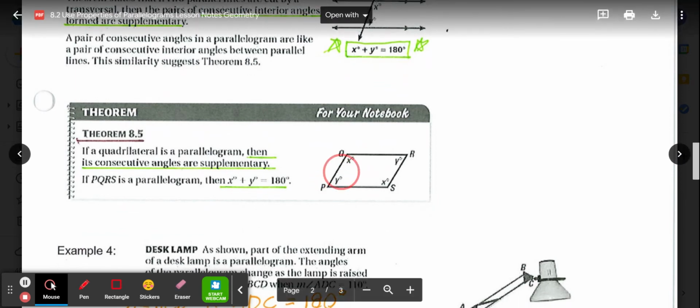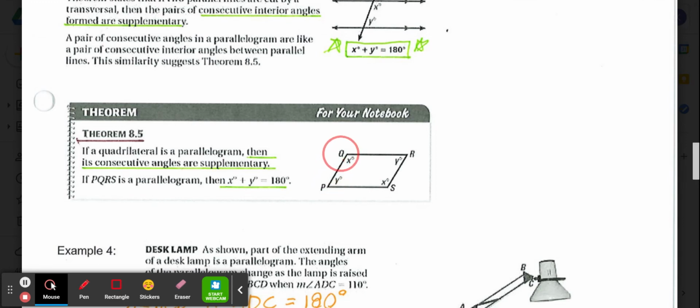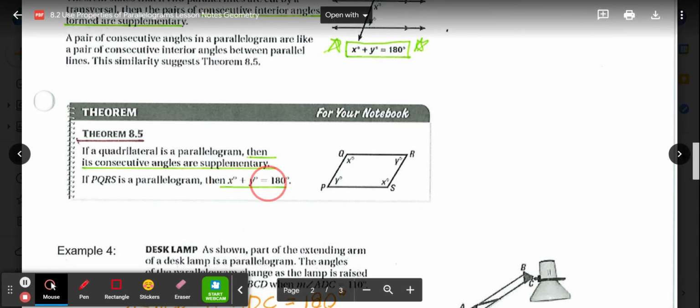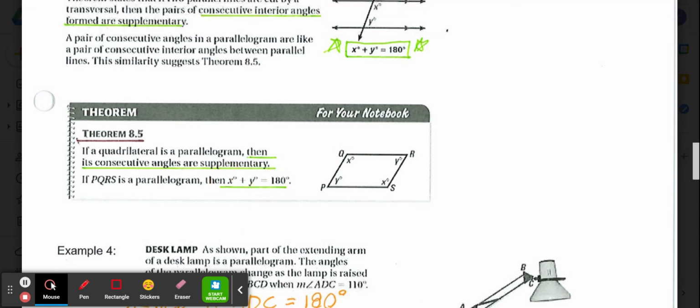So angle X and Y here are consecutive next to each other. So X plus Y equals 180. Or if I was looking at angles P and S down here, they are still consecutive, so they have to add to 180. S and R add to 180. Q and R add to 180. So consecutive interior angles are supplementary, meaning the X and Y in this image added together would equal 180.